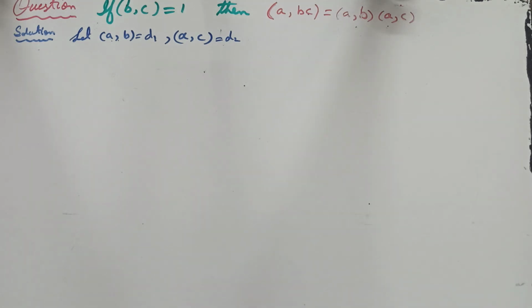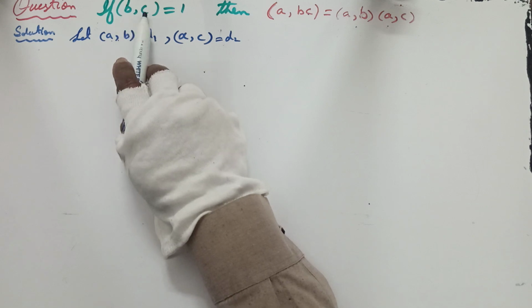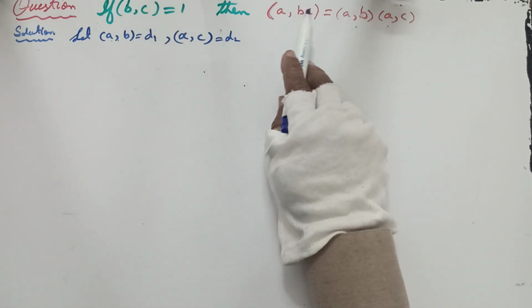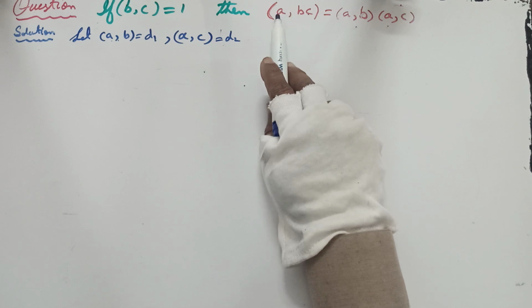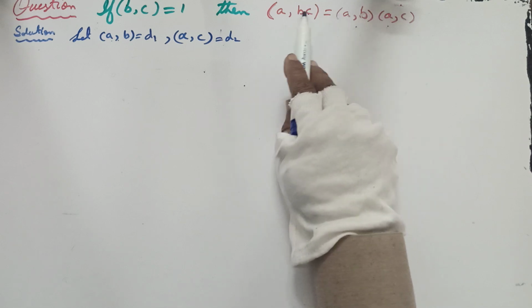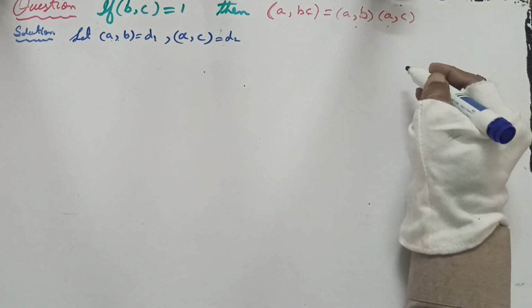Our question: if B and C are relatively prime, meaning there is no common divisor of B and C greater than 1, then if you multiply B and C and take the GCD with another number A, the GCD of A and BC must equal the GCD of A and B multiplied by the GCD of A and C. For clear understanding, we take a common example.